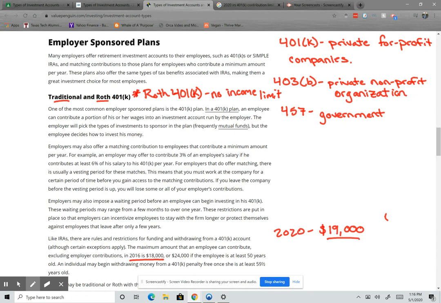Okay. Another big difference between the 401ks and the IRAs is that a 401k or any of these, 401k, 403b, or 457, typically you can have a matching contribution from the employer. So for example, an employer may offer to contribute 3% of an employee's salary if they contribute at least 6% of their salary to their 401k each year. So the question is, should this individual contribute 6% of their salary?